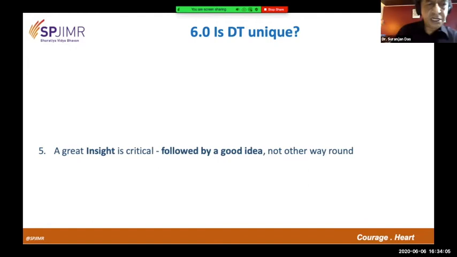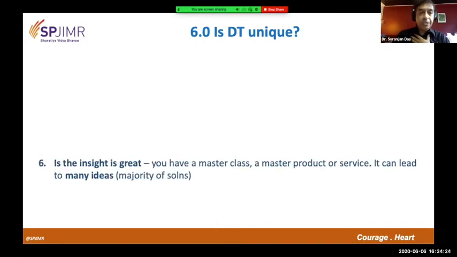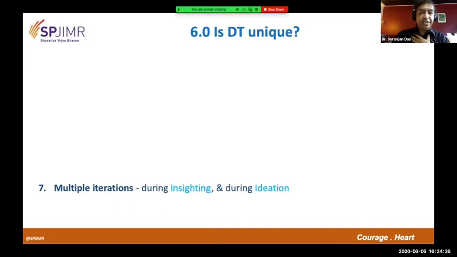This is important. It's great to spend a lot of time on the insight, followed by a good idea, rather than to have a very quick understanding of the insight and then claim I will have a great solution. No, instead of that, spend a lot of time on the insight. And if your insight is very good, your idea will automatically follow. Of course, we need to do multiple iterations. These are the uniqueness of design thinking, multiple iterations.